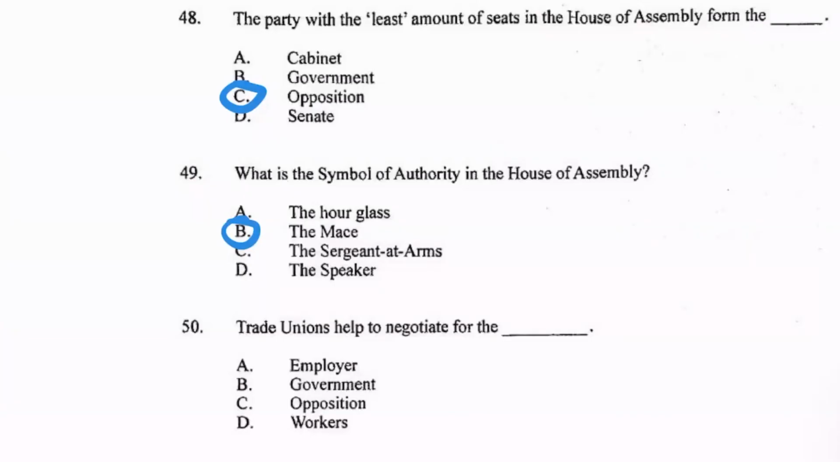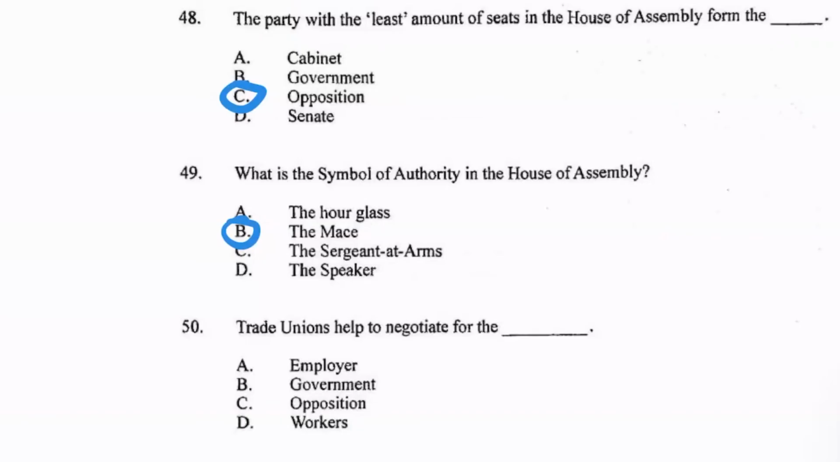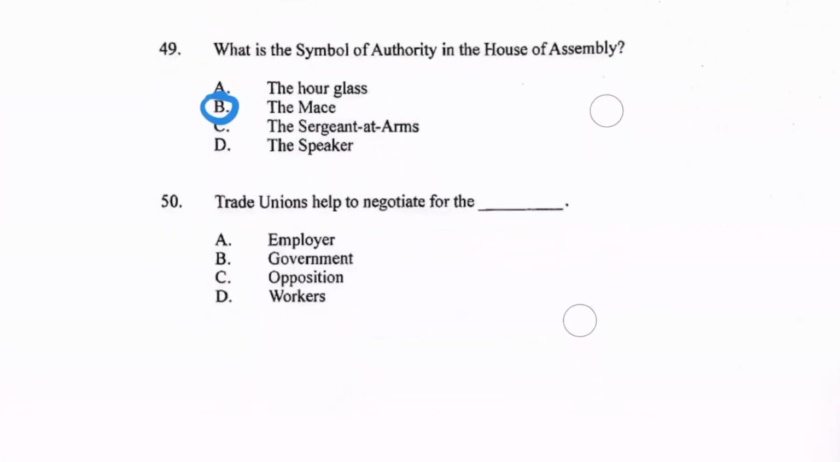And number 50, trade unions help to negotiate for what? Amari, you're asking about number 47. Let's look back at that. Number 47, the answer was C. The composition of the Senate is 16. And back to number 50, trade unions help to negotiate for.